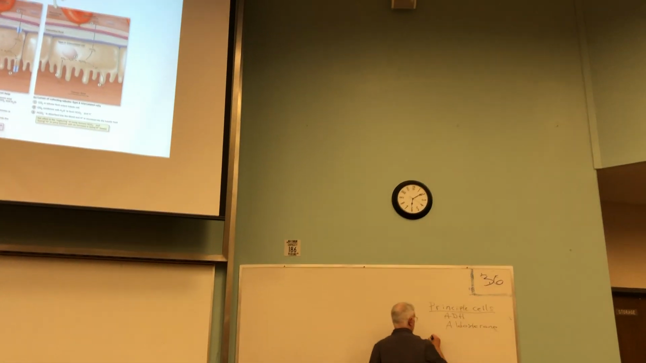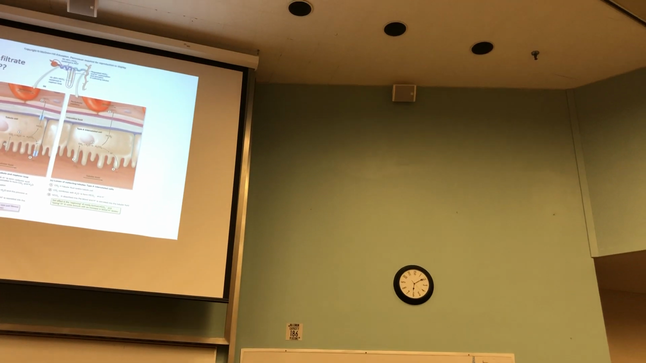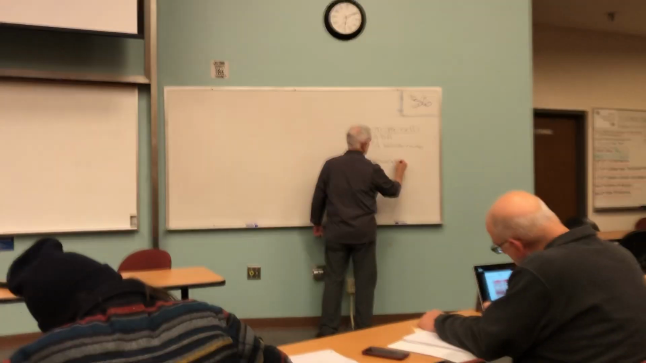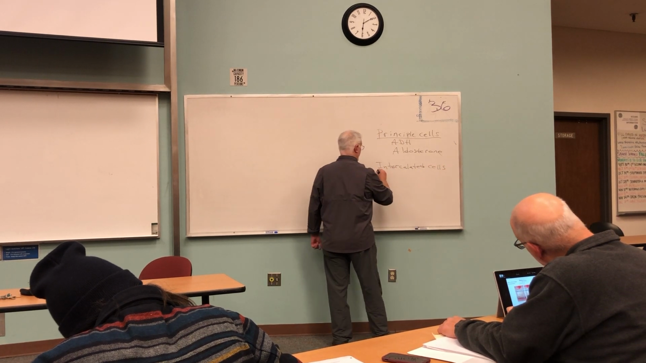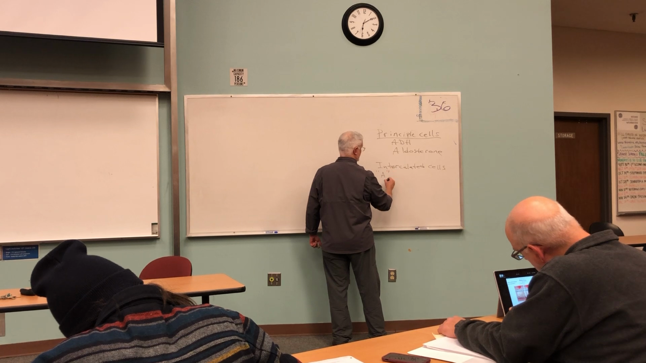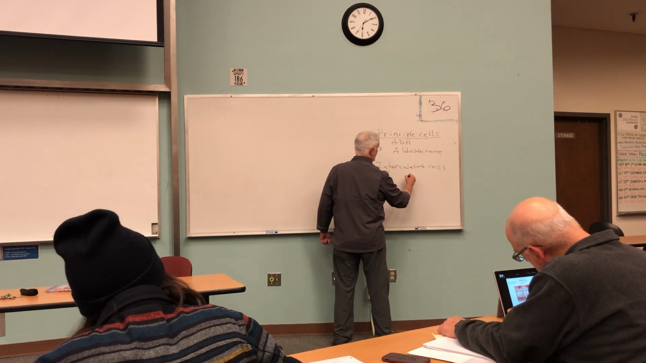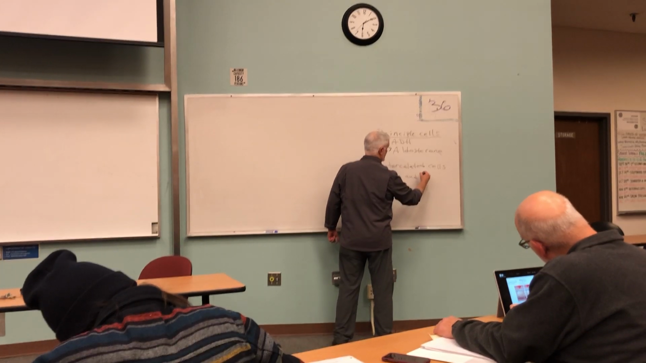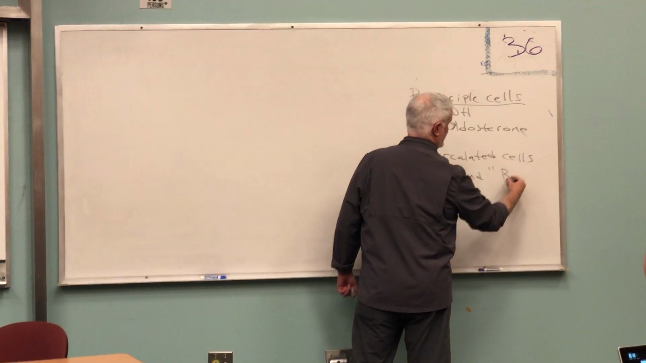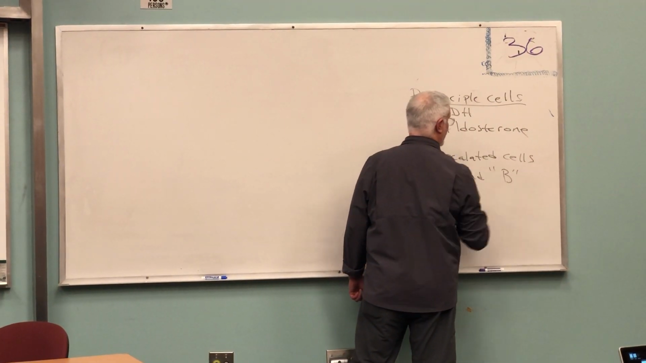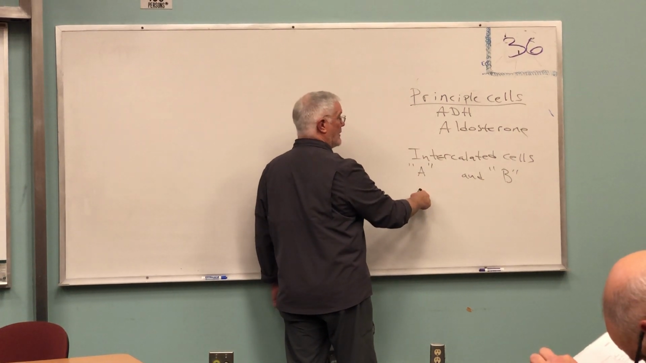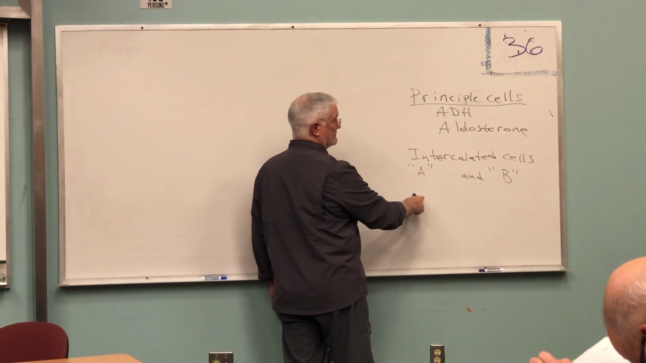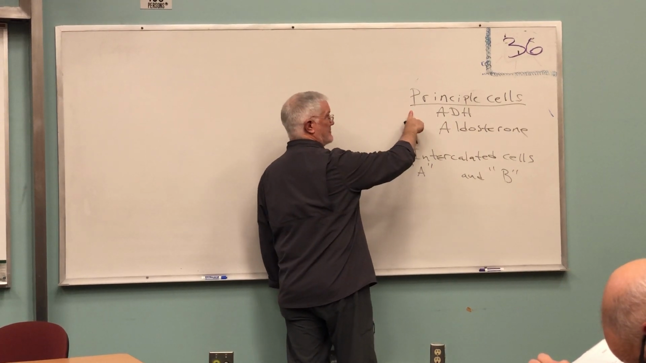We have another group of cells called intercalated. And we have the type A's and the B's. So two types of intercalated cells, A's and B's. We're going to introduce to you what these intercalated cells do, along with where we have the principal cells.